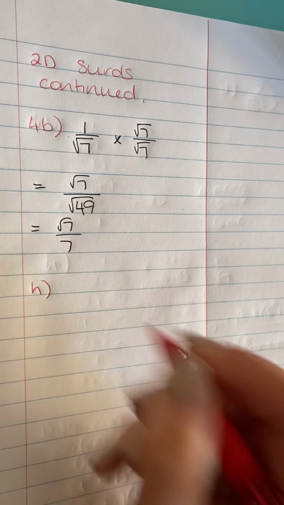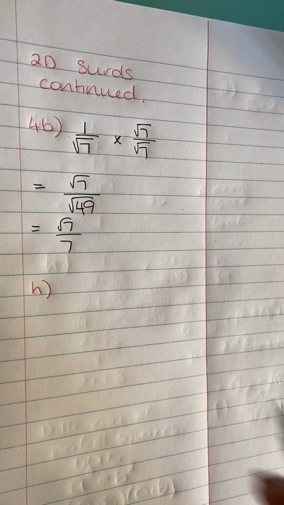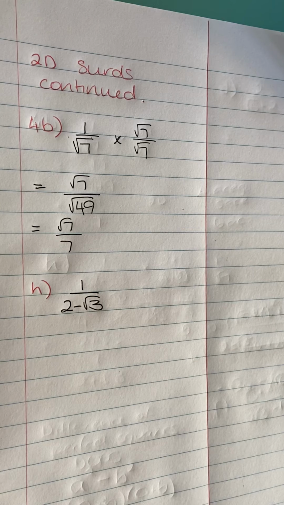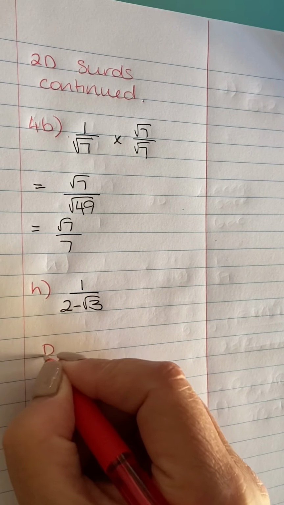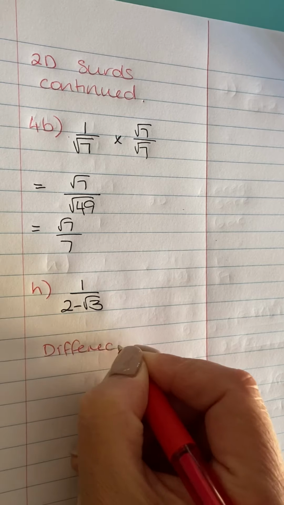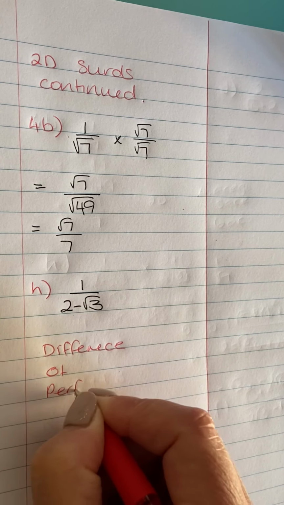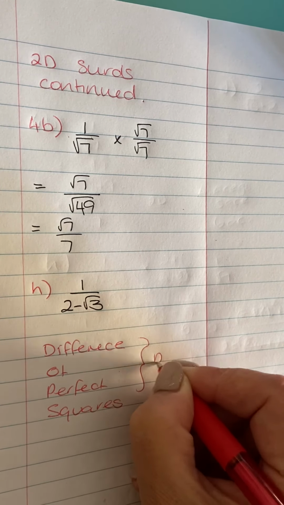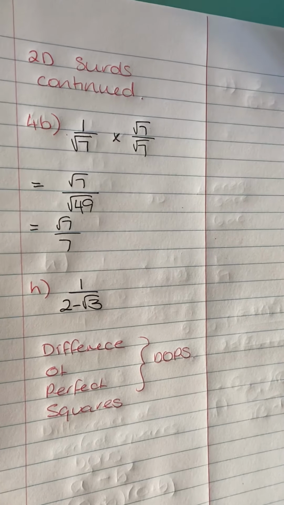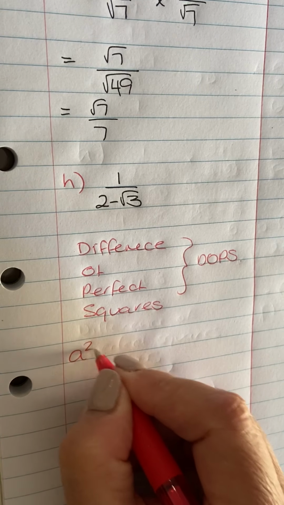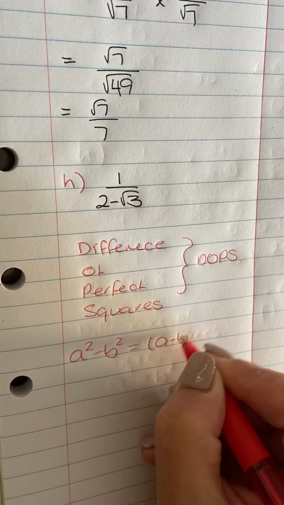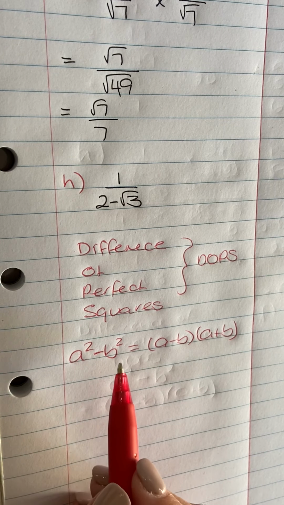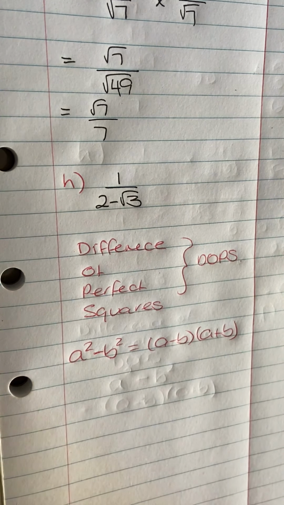What about if we look at h? In 4h, it's 1 over 2 minus root 3. So you might remember from earlier year levels when we talk about the difference of perfect squares. And the acronym we remembered that by was DOPS, difference of perfect squares. So when we do it, we might have something like a squared minus b squared equals a minus b, a plus b. So the difference, subtract perfect squares, a squared and b squared. In this case we've got surds, but it's the same principle.